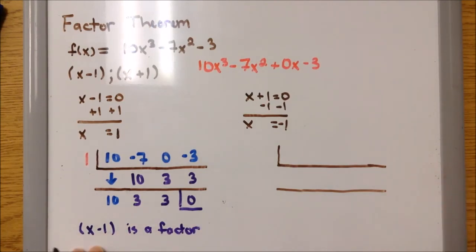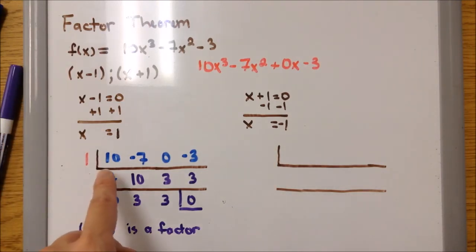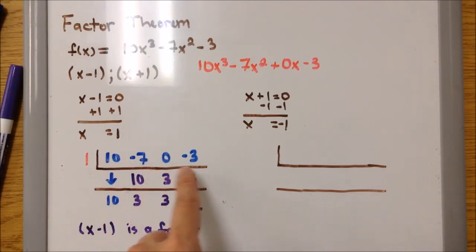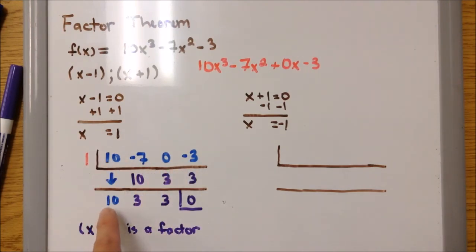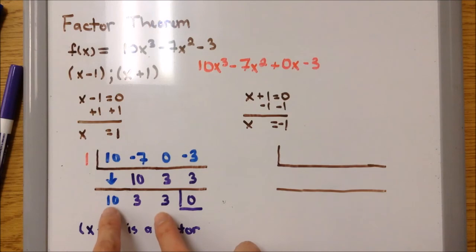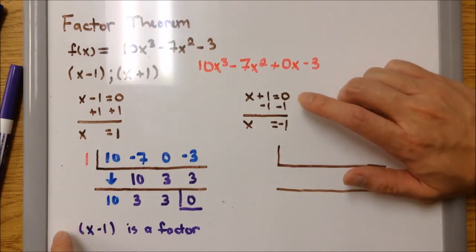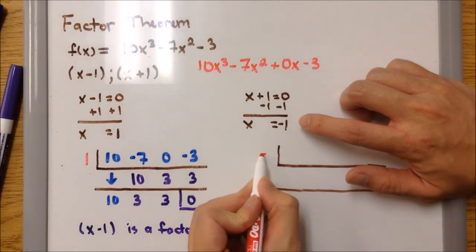Now, since I tested out the first one and it was indeed a factor, when we test out this one right here, you can use the same numbers, 10, negative 7, 0, negative 3, or you can use 10, 3, 3 over here. Since the first one I tested out, x minus 1, is a factor, we can use this over here. Now first, we're going to test out x plus 1, which means x equals negative 1. So I'm going to write right here, negative 1.